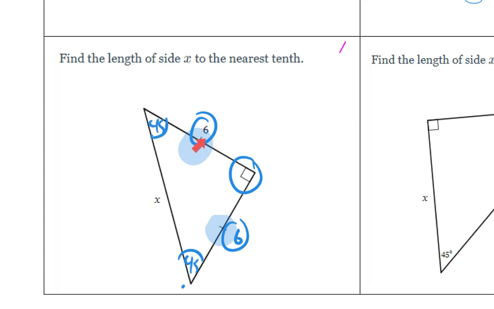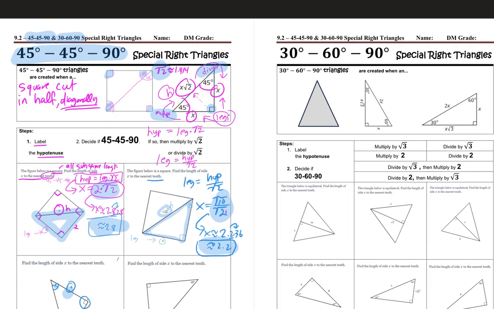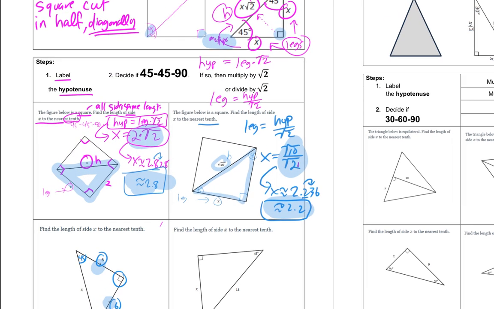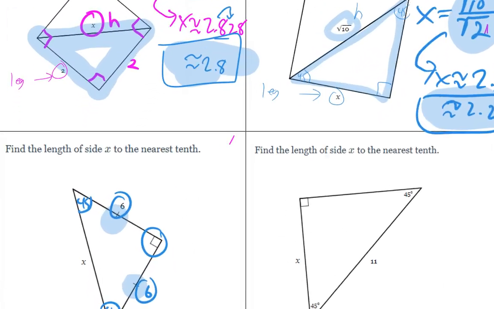45, right? Because that's what we're recognizing: if two sides are the same and the other one's a 90 degree, these have to be 45, because these angles have to be the same, right? So that's what we want to recognize. This has to be a 45, 45, 90.